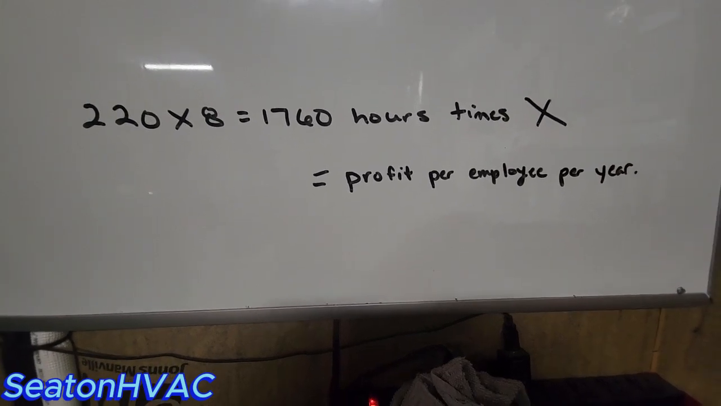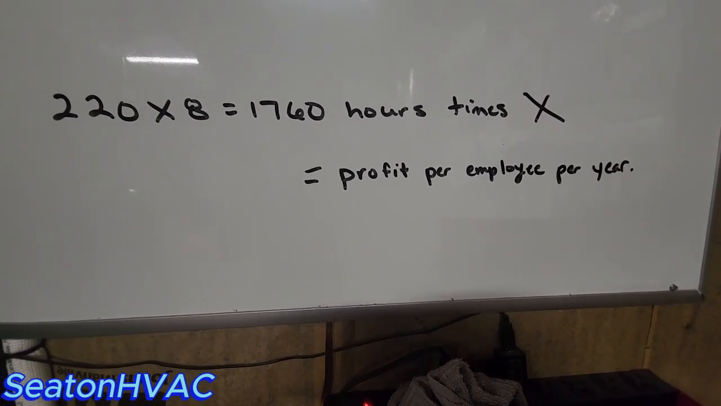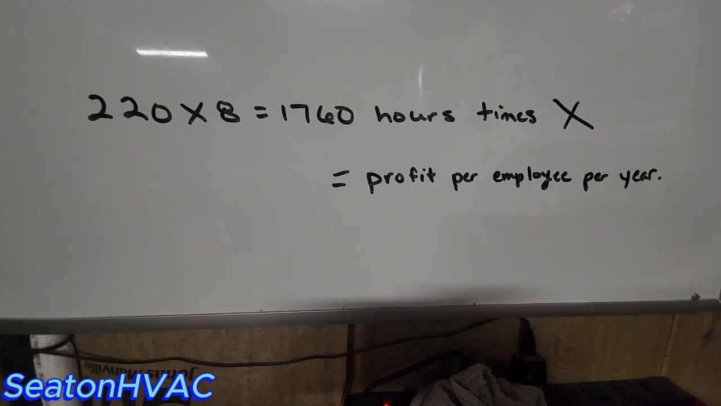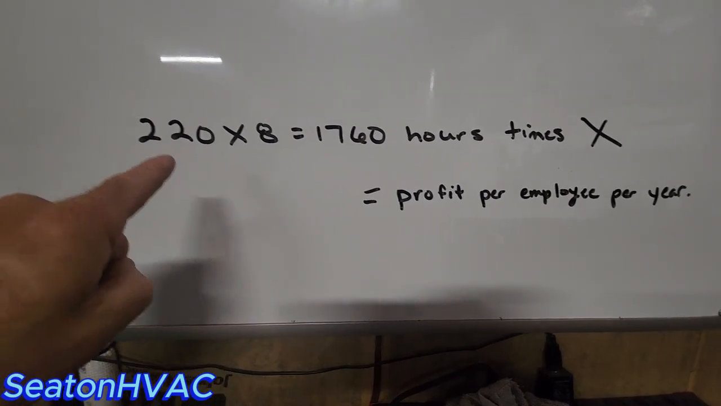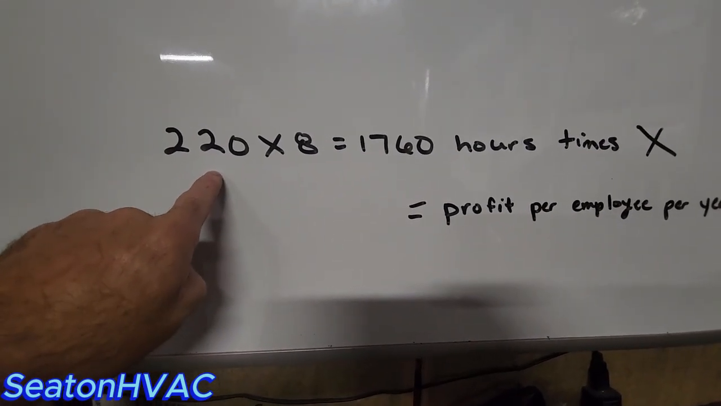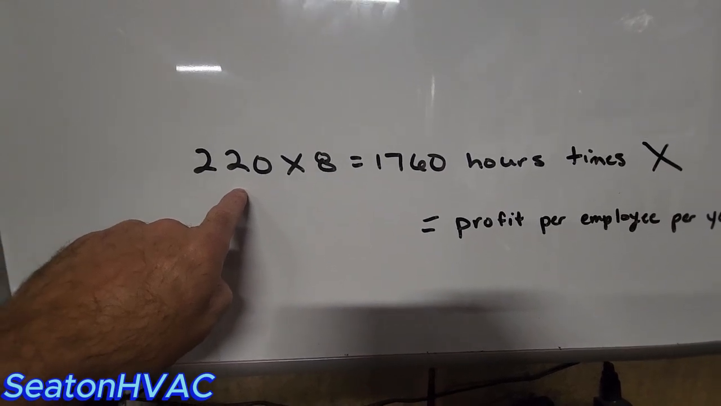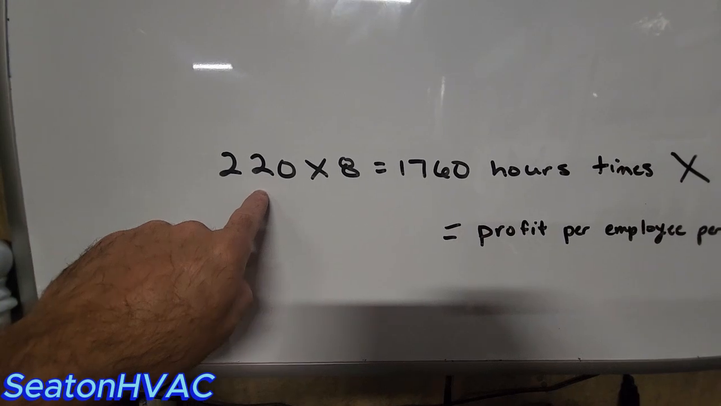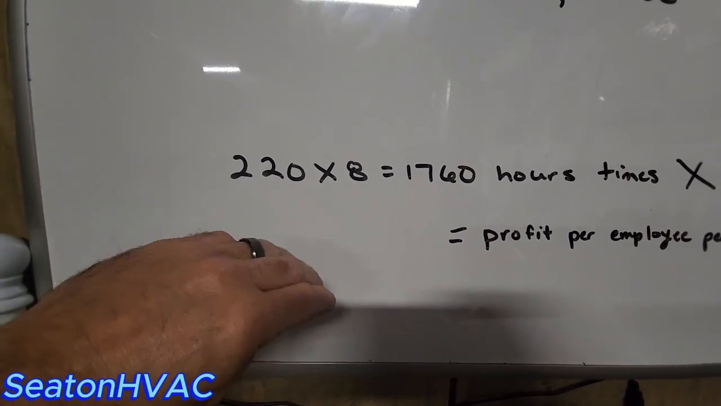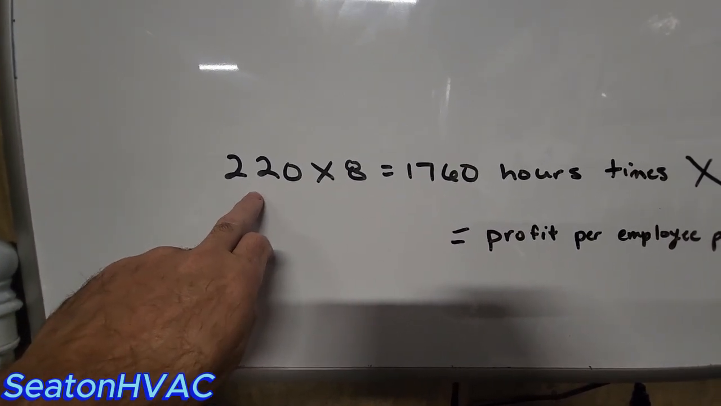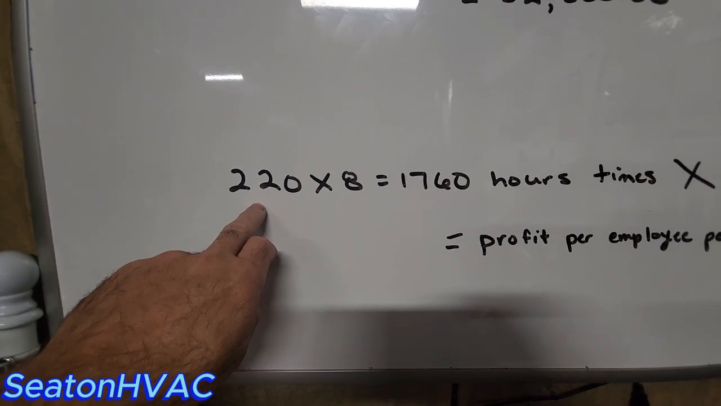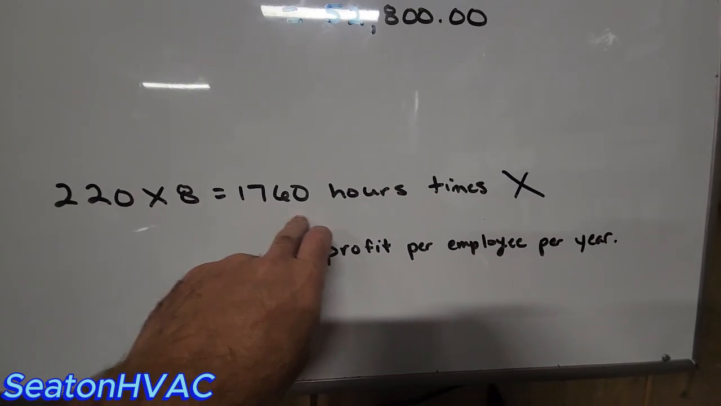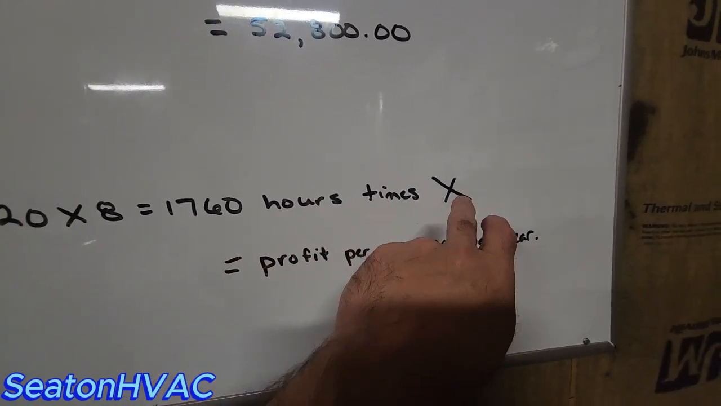Okay, guys, the point of this video is to come to this conclusion. So what are we looking at here? We are looking at your estimated days that your employee is going to work per year. Okay, so taking out weekends, vacations, etc. A good number to shoot for there is 220, and then you times that by your 8 hours, 1,760 hours per year, times X.